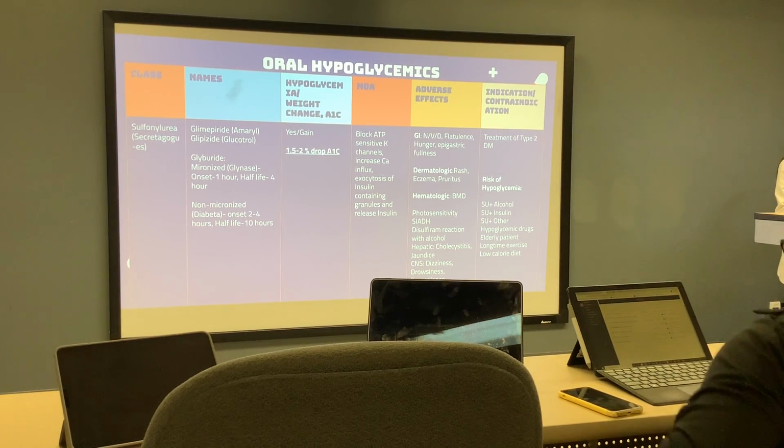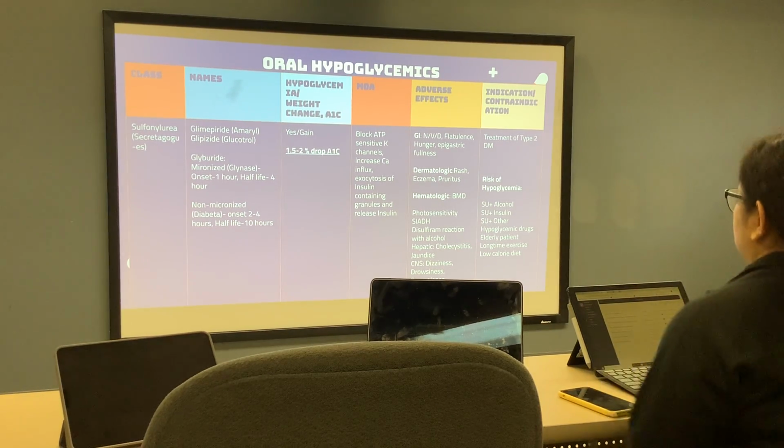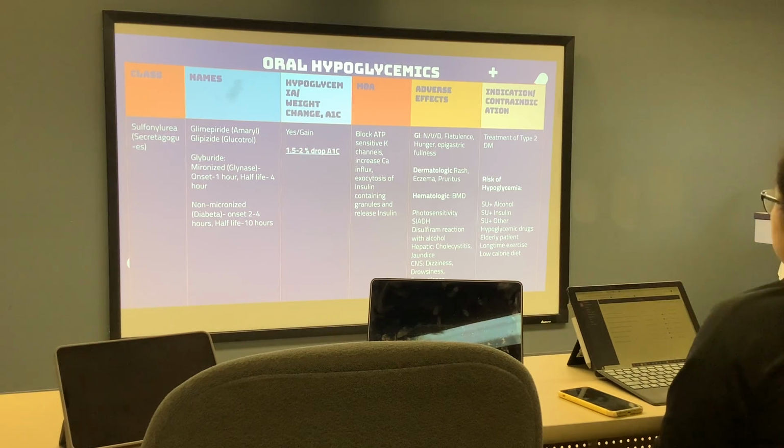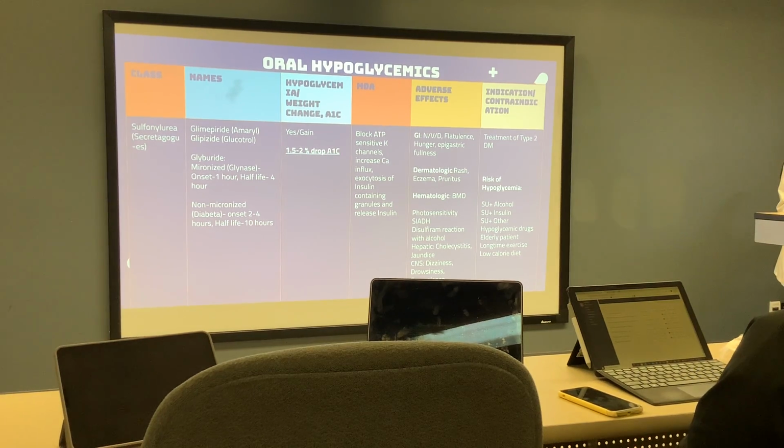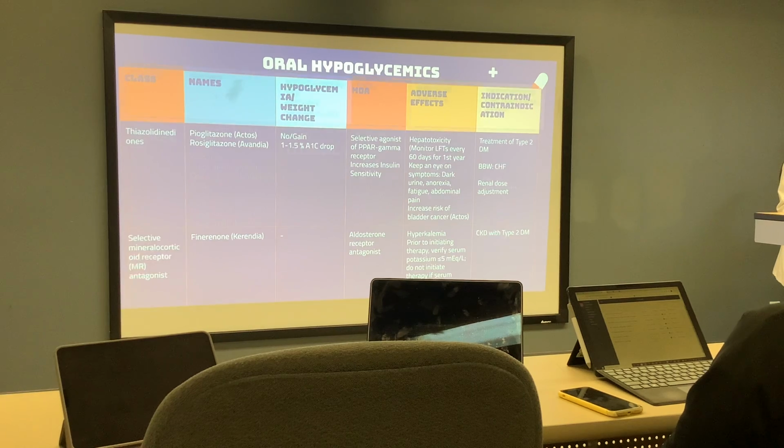The risk of hypoglycemia increases specifically when patients take sulfonylurea plus alcohol, sulfonylurea plus insulin, sulfonylurea plus other hypoglycemic drugs, and specifically in elderly patients; glyburide is in the Beers criteria. Glyburide causes more hypoglycemia compared to glimepiride. The risk is also higher with long-term exercise and in patients on a low-calorie diet.